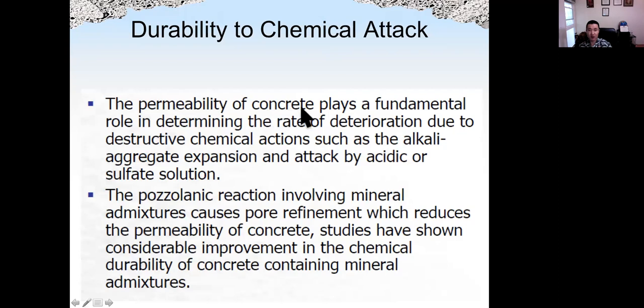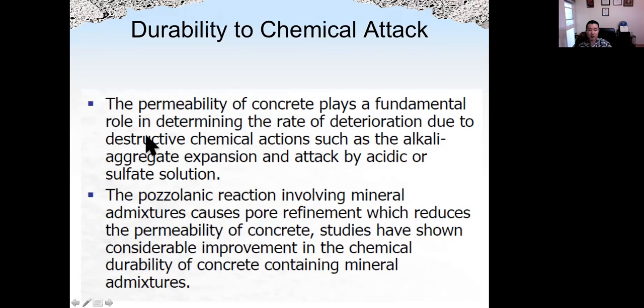The permeability of concrete plays a fundamental role in the rate of deterioration. In other words, permeability of concrete is the most important factor controlling concrete durability. The lower, the better. The lower the permeability, the better the durability of concrete. Okay, such as control of acidic reaction or attack by acid, or sulfate solution in the case of sulfate attack.